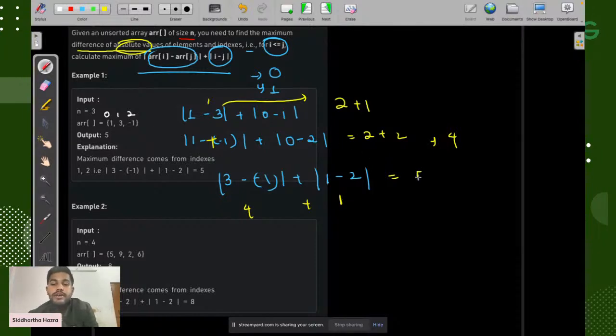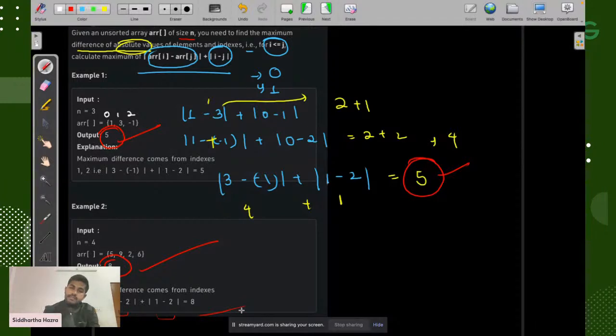That means the value would be 5 itself. This is how the maximum value that we have encountered up till now is 5. So the answer is 5. In the same manner, you can take out the difference by this. Here, the difference is 9 minus 2, 1 minus 2, and then this is 8 itself.